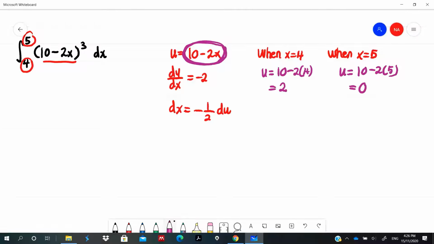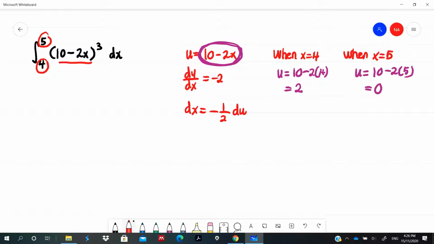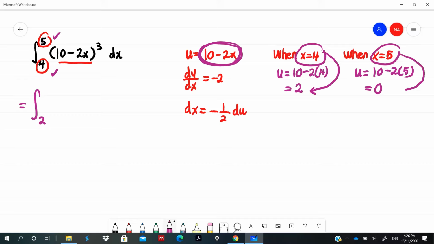So we try to change everything in terms of u now. At the place x equal to 4 will become 2. And then at the place x equal to 5 will become 0, from 2 to 0. And then this part will become u to the power of 3.